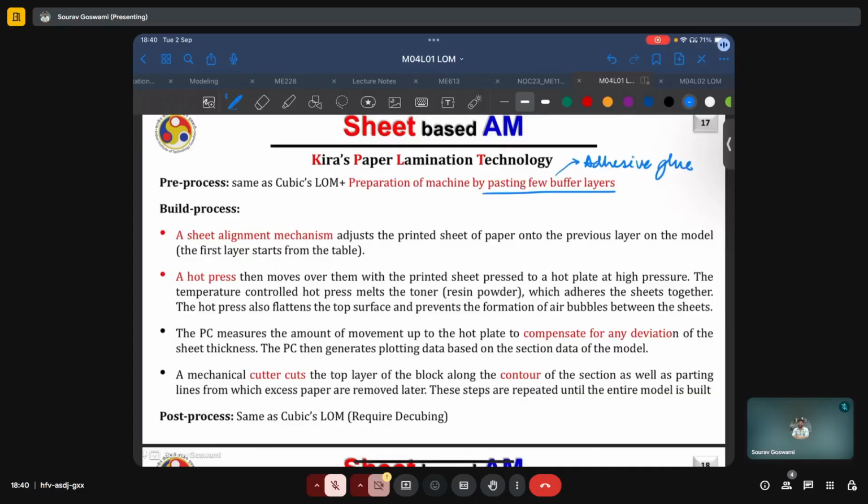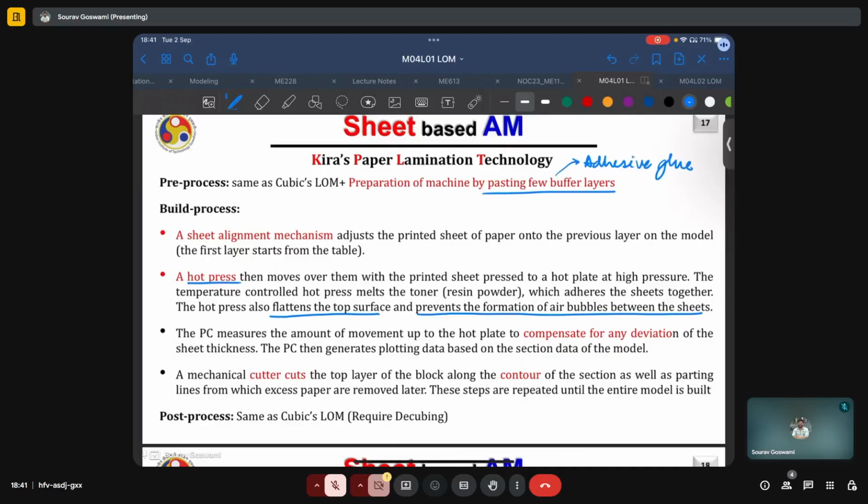During the build, a sheet alignment mechanism adjusts the printed sheet of paper onto the previous layer on the model. The first layer starts from the table itself. A hot press or the hot plate then moves over the sheets with the printed sheet pressed to the hot plate at high pressures. The temperature controlled hot press melts the toner, which is actually resin powder, and the paper then adheres to the sheets together. The hot press also flattens the top surface and prevents the formation of air bubbles between the sheets, which might have been a possibility during the use of a roller.